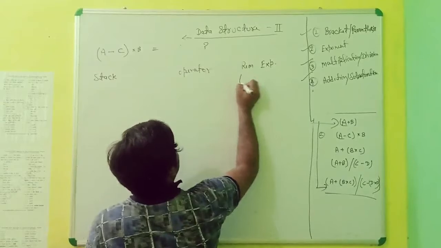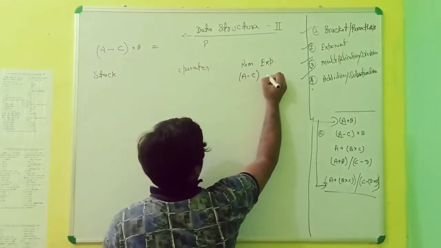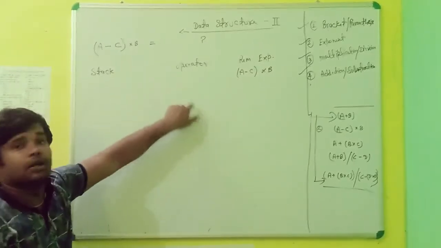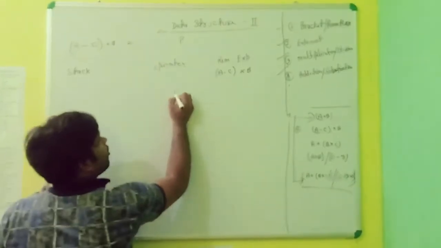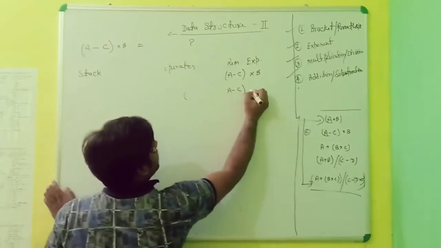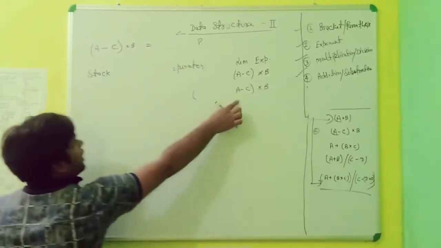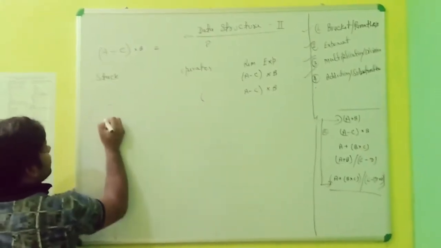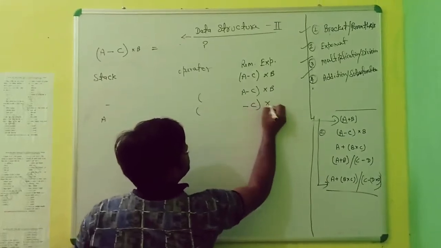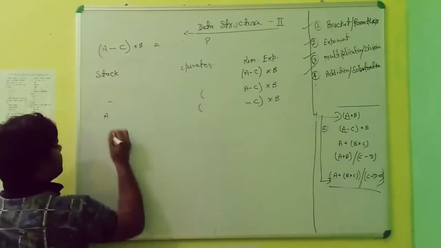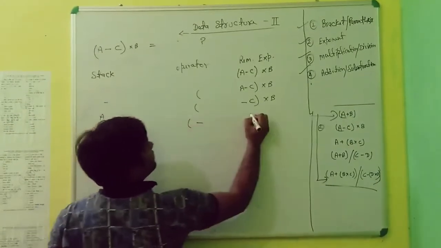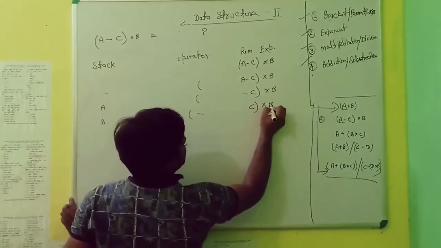First of all, I will set the question here, that means (a minus c) into b. After that, the small bracket comes in the operator column. Then a remains here with minus c) into b. Next, a is here, then in the next iteration it will come to the stack. After that, the minus symbol is here, and c) into b remains.